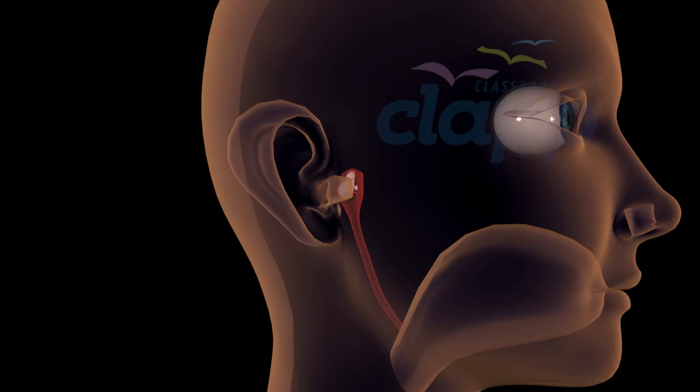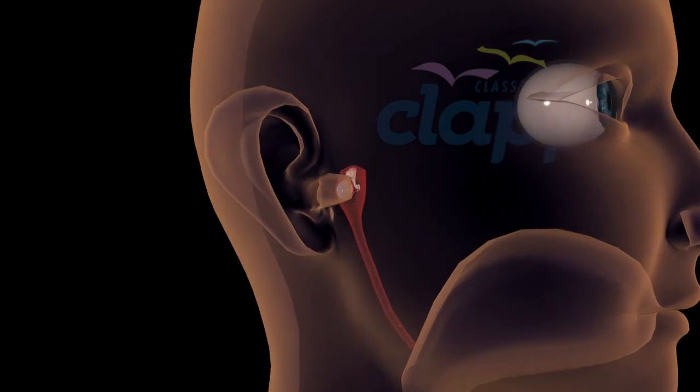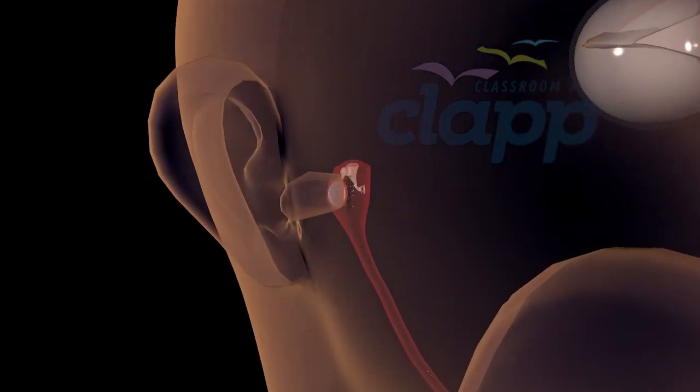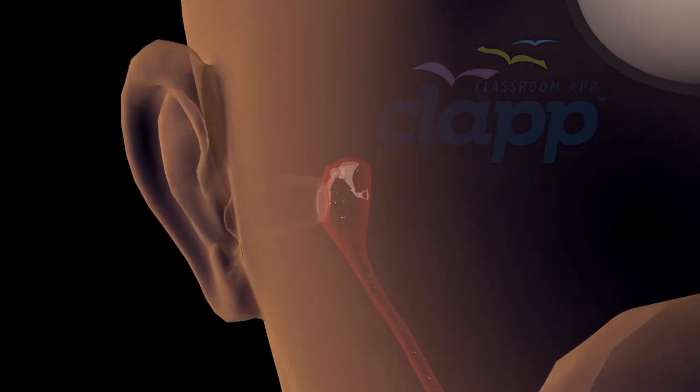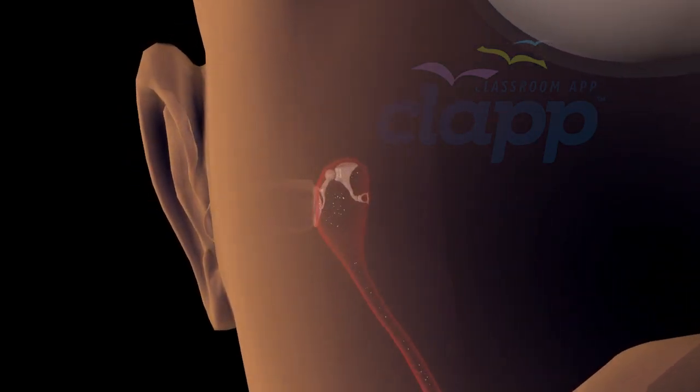Each human ear has one eustachian tube located in the middle ear cavity, and it plays a crucial role in maintaining proper air pressure between the middle ear and the atmosphere. Normally, the pressure inside the middle ear should be the same as the pressure outside.